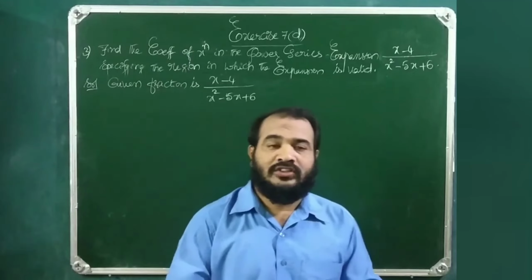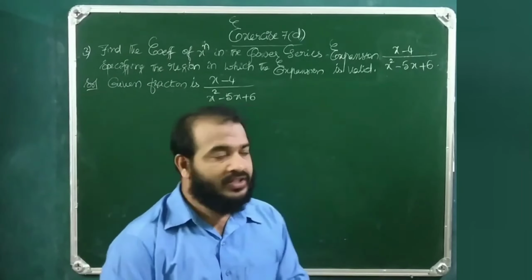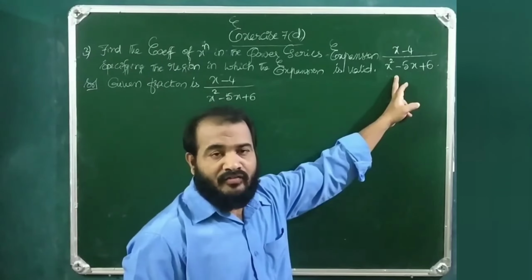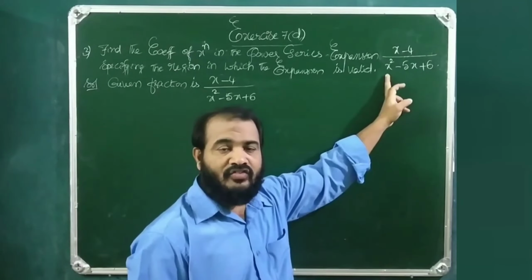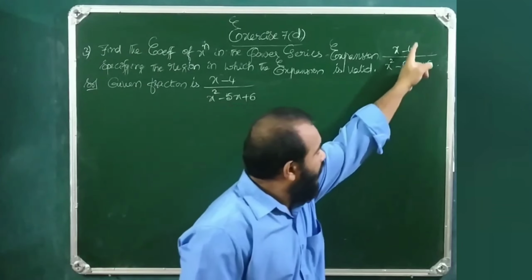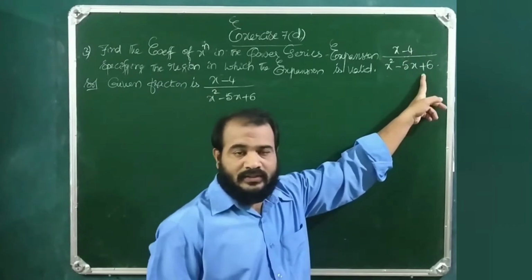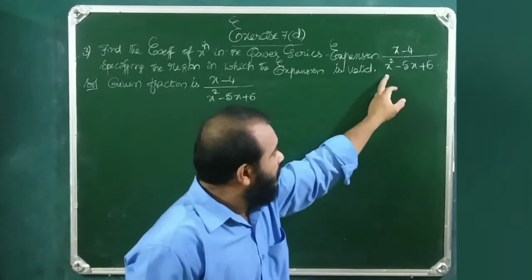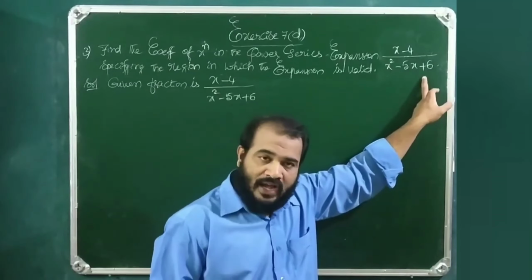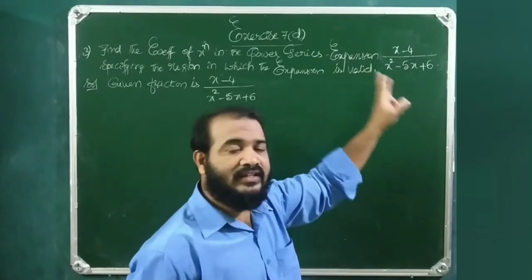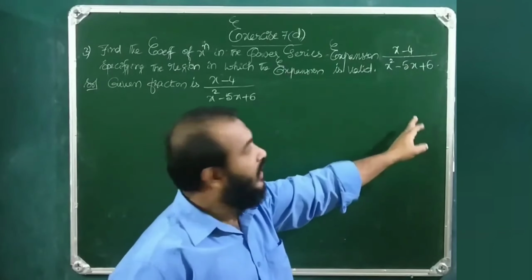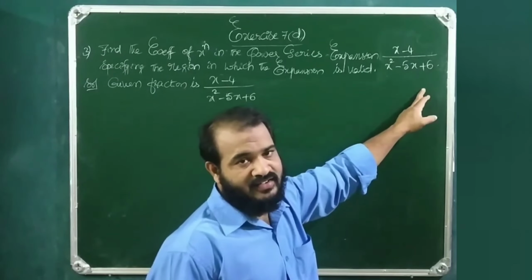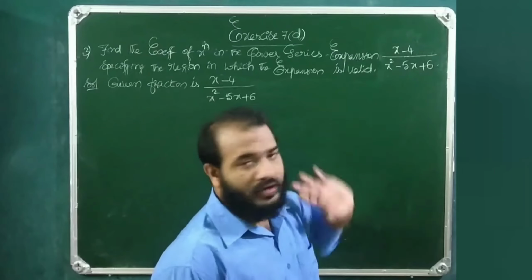So we should not jump to the conclusion that this is the quadratic factor, and for irreducible quadratic factor it is type 3. So (ax plus b) by (x square minus 5x plus 6), if you write that, it will be wrong, because this is the quadratic factor, but we have to check whether it has factors or not. Can it be further decomposed, factorized, split or not?